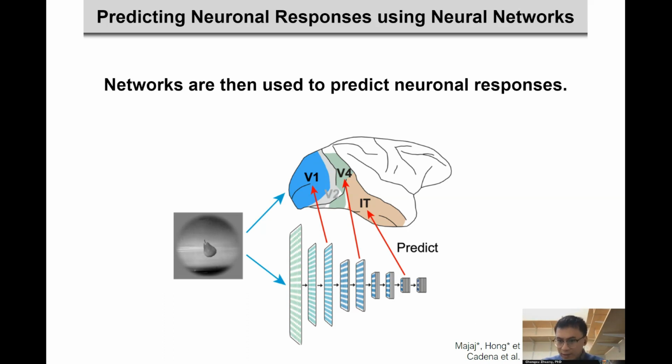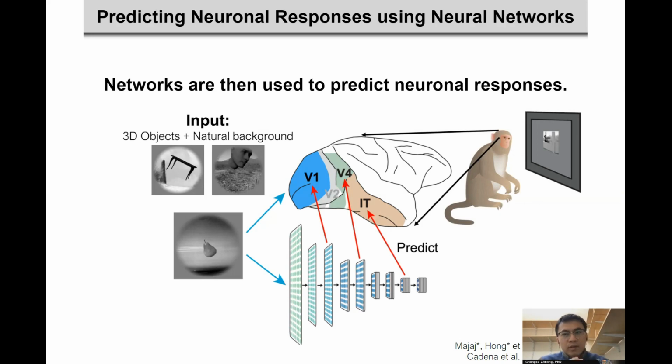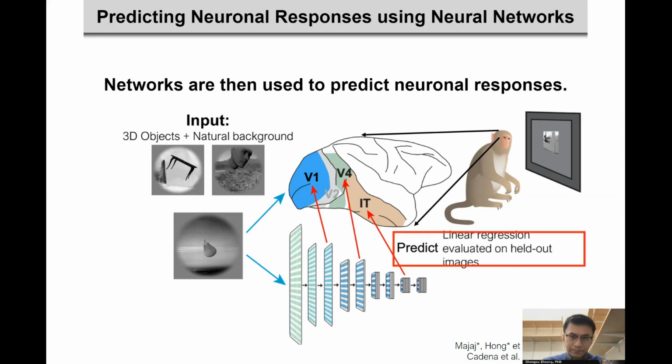Just to give you more details about this neuronal response dataset, the input images are 3D objects in front of nature backgrounds that are independent of the objects. The neuronal responses were taken from primates watching the images in a passive way, meaning that there are no tasks required for the primates. And the prediction is done by training a linear regression on some training images and then evaluated on held out images.